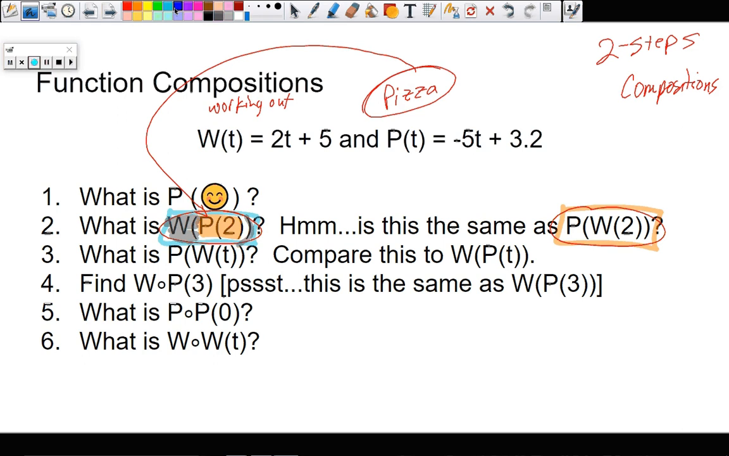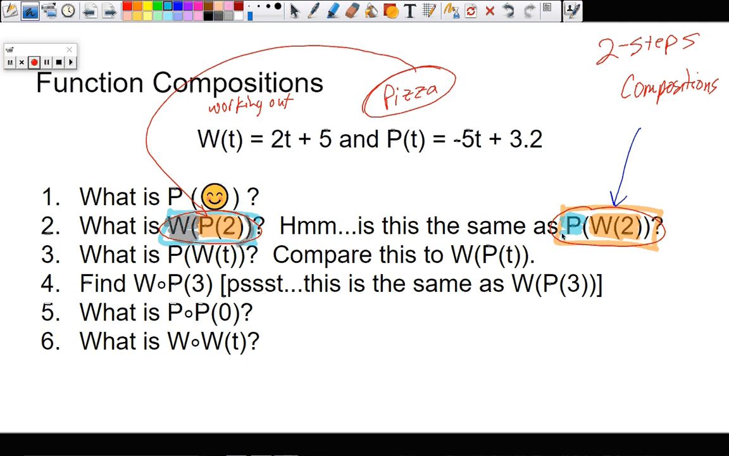Or, what if you did this one, where you worked out for 2 hours first, and then you went to go eat pizza? Would your body feel different? Yeah, they would be different because you're going to get different answers because order here matters.